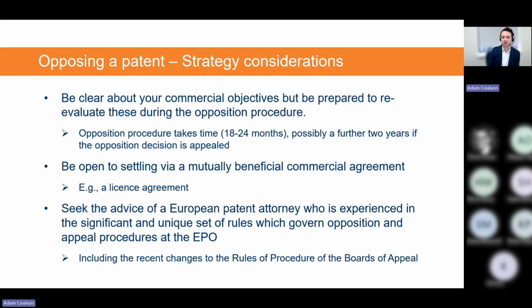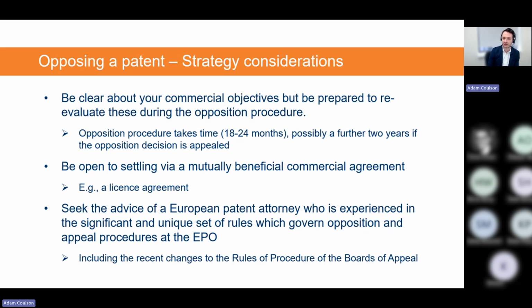So now moving on to discuss some strategy considerations when deciding whether to file an opposition. It's important to be clear about your commercial objectives, but be prepared to re-evaluate these during the opposition procedure. The opposition procedure can take up to around 2 years, even longer if the decision of the opposition division is appealed. In that time, your commercial aims and objectives may change.